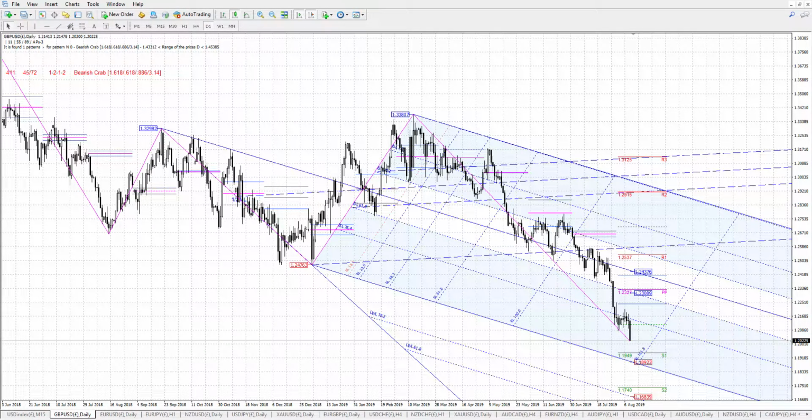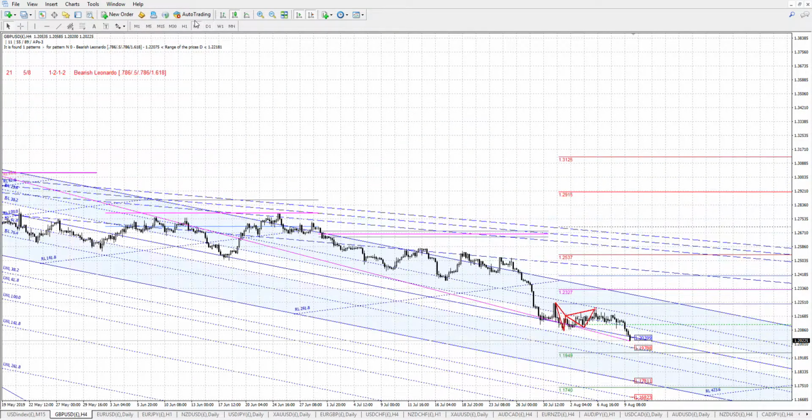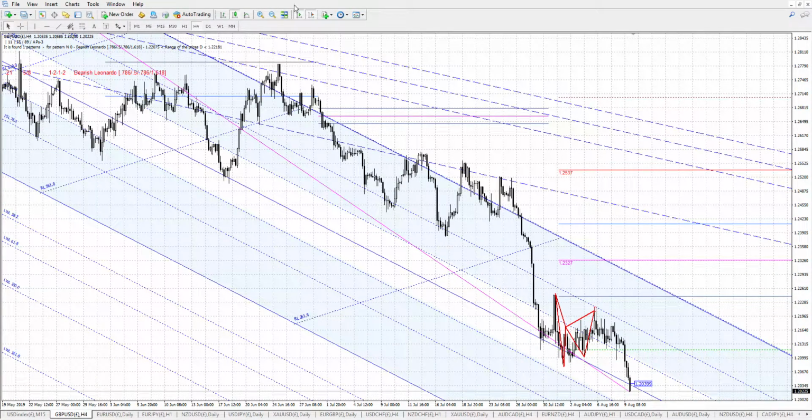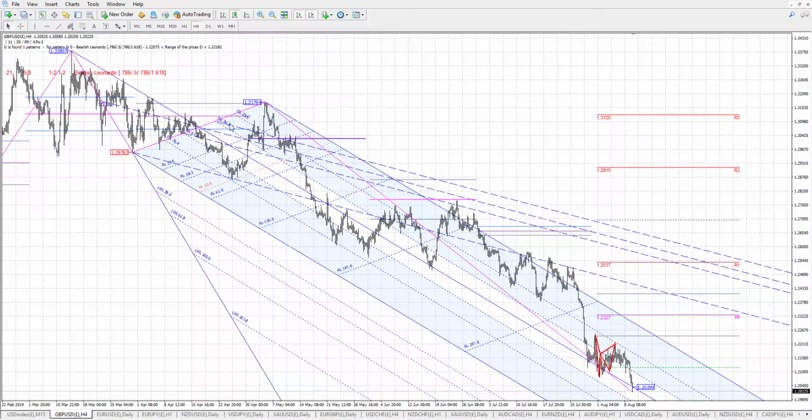But that's the daily. H4, there's a bearish Leonardo. They're not that common. I don't see them all that often. See the descent of the pitchfork, and we close below the median line. See this diagonal? There.